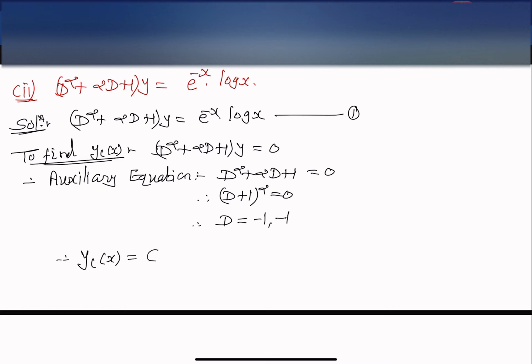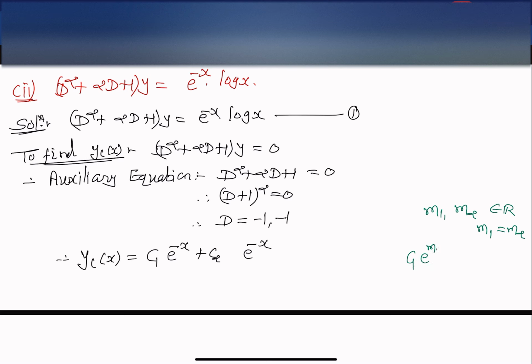This is equal to C1 e raised to minus x plus C2 e raised to minus x. Will you write in this way? Yes, because it has two roots, M1, M2, both are real, right? And equal also. So how do we write?